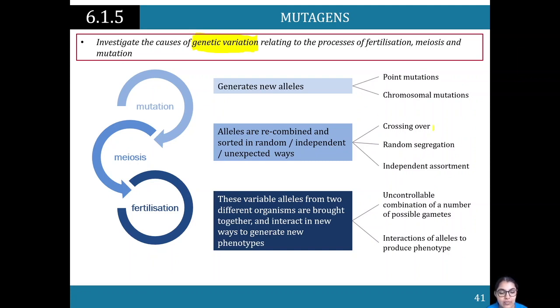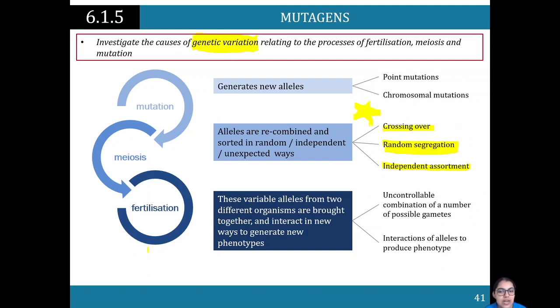So remember, we have crossing over, we have random segregation. So the way in which those chromosomes are separated is random, and also the way in which they're sorted and separated is also random. So that's independent assortment and random segregation. Crossing over, really important. You know these three processes in detail. Like, I would add that to my notes.